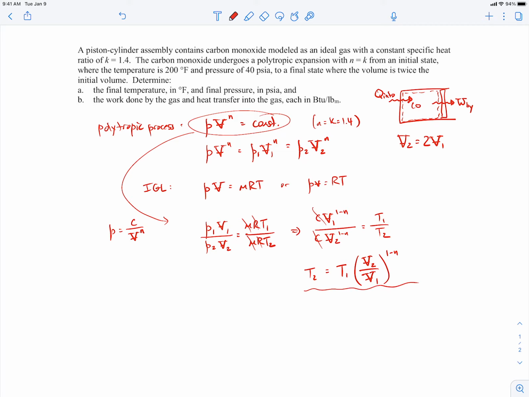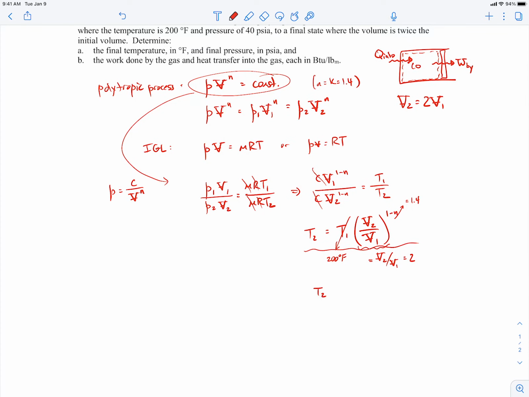Okay, so now I'm given some information here, right? T1 was 200 degrees Fahrenheit. I know that V2 over V1 is equal to 2, right? That was given in the problem statement. It says the final state has a volume that's twice the initial volume. So that's where this comes from. V2 over V1 is equal to 2. And then the n, we're told, is equal to 1.4. So I have all the information I need to do this calculation. And when I plug in the numbers, I'll get that T2 comes out to be 500.2, or just 500 degrees Rankine.